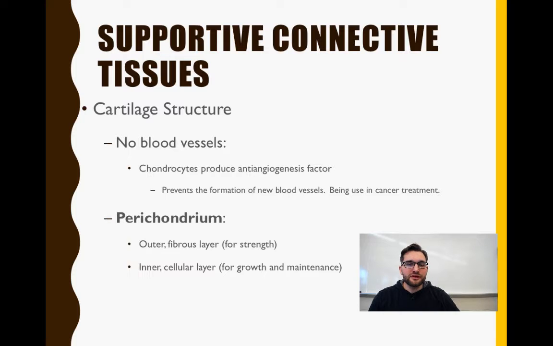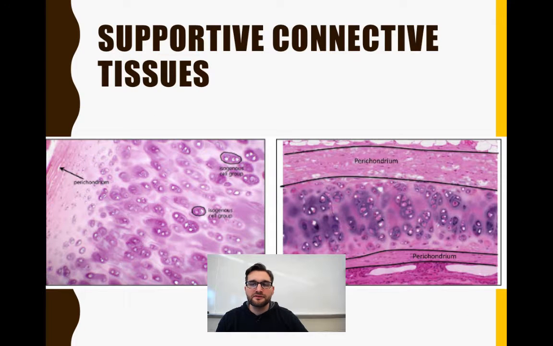The perichondrium is the outer fibrous layer. It is used for strength of the cartilage itself. And then there's a cellular layer that is responsible for growth and maintenance. And so we can see these inside of this picture. So we have the perichondrium here. And then we've got that inner layer that has cells for growth and repair. And then a layer of perichondrium here.